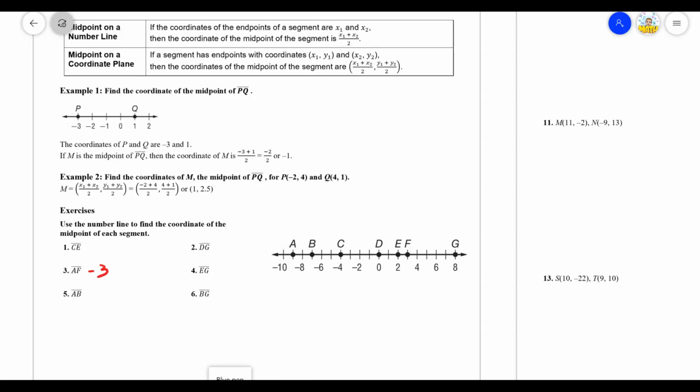How about E to G? And then I'll let you do the last two on your own. We go from E to G, from 2 to 8. We add those two together and we'll divide by 2. 10 divided by 2 is 5. Okay. Let's try the next two. Go A to B, and then also we'll do B to G. So try the next one on your own and put your answer in the Edpuzzle.